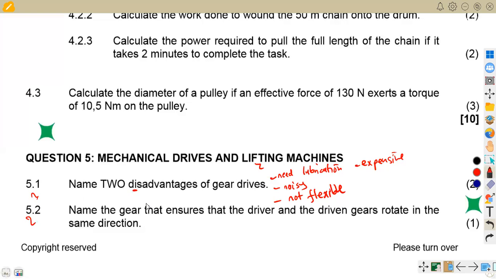5.2, name the gear that ensures that the driver and the driven gears rotate in the same direction. So we know that this one is from the intermediate gears. That's intermediate gears in this case. We can use this also as the idler gear, but the most important is the intermediate gears. Just 1 mark for that.